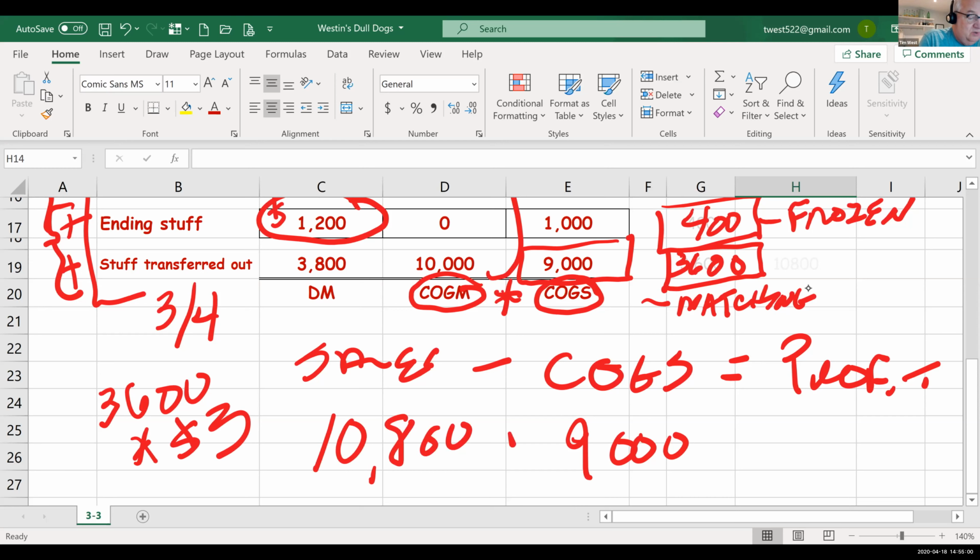I think so too. So with that, Weston has generated a first month's profit of $1,800. Yay. So that's exactly right.